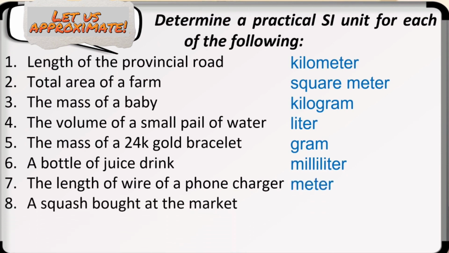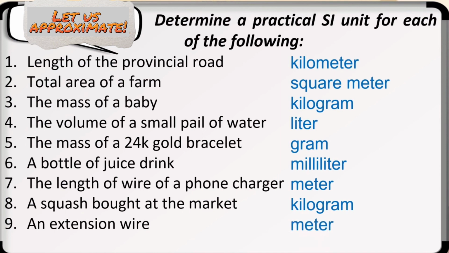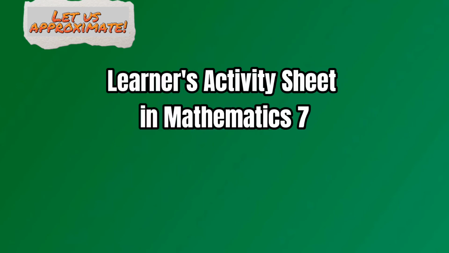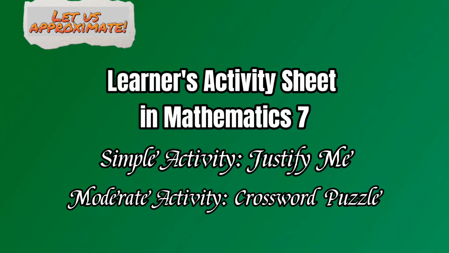7. The length of wire of a phone charger. Meter. 8. A squash at the market. Kilogram. 9. An extension wire. Meter. And 10. A small bottle of alcohol. Milliliter.